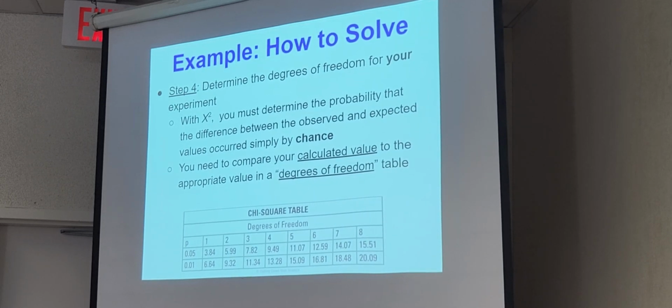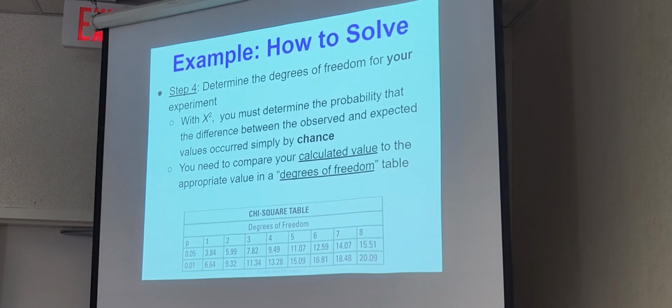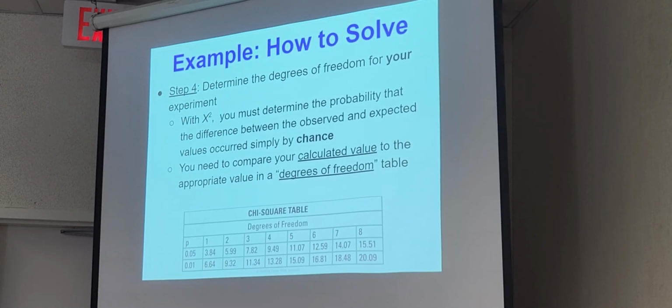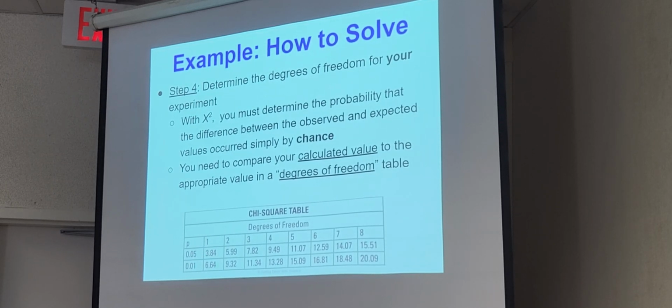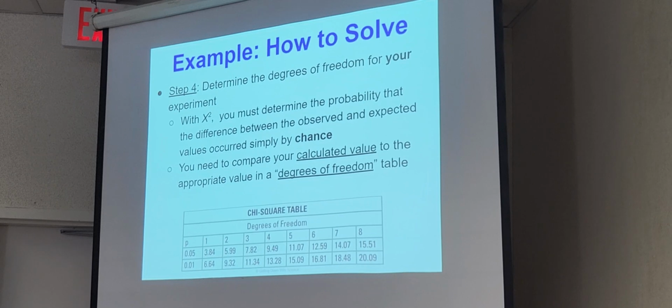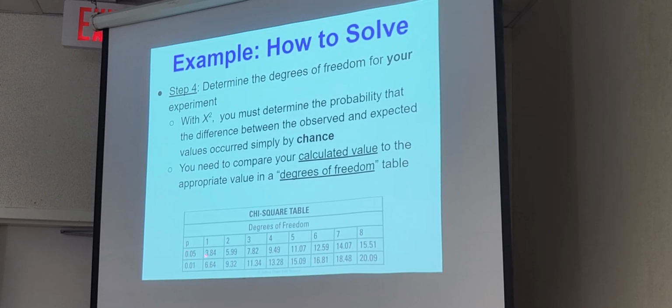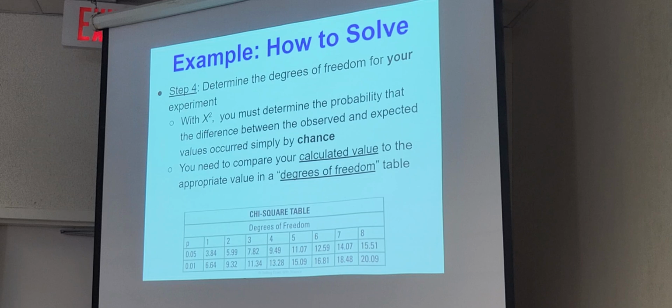So, how many degrees of freedom do we have? 1 degree of freedom, and our value is 0.05. So, what is our critical value? Just look at where those two line up. The P is at the 0.05, 1 degree of freedom, 3.84. That's the number that we're going to use.